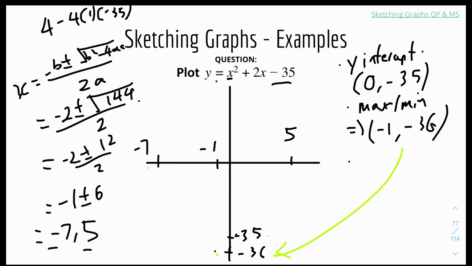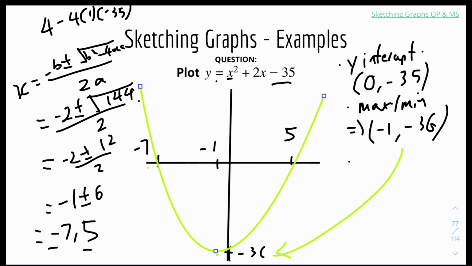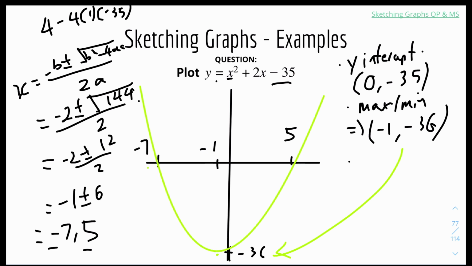And the basic shape of this graph would be, let me just rub this out so that we can manipulate the y-intercept. So it will be something like this. Just redraw the curve down here, and this point here would be minus 35. So this minimum point is minus 1, minus 36.